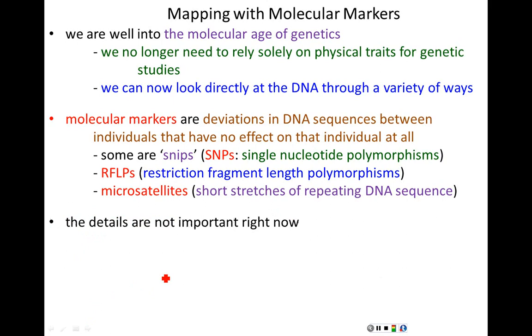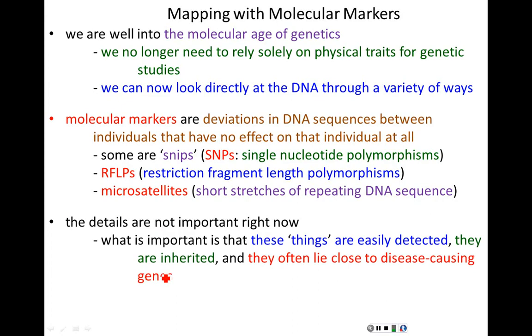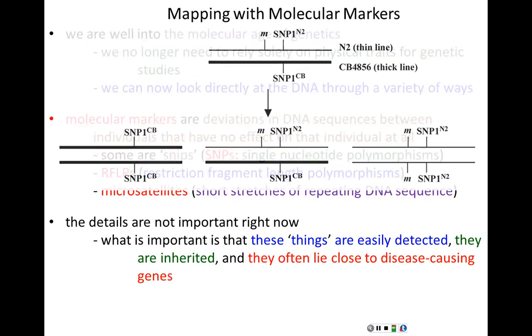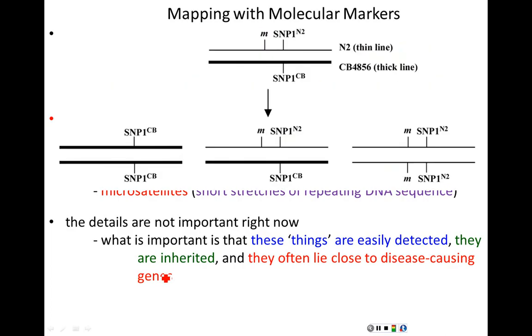Those details are not critical right now, although for those of you who are forensics majors, it's the cornerstone of forensic DNA technology. What's important for us now in this lecture is that each of these molecular markers is very easily detected using current technology. They're inherited because, of course, the DNA came from our parents, and they can, and often do, lie near or are linked to disease-causing genes. And so what happens then is we have an easily measured, easily detected marker, easy to see. You can think of it as easy to see.